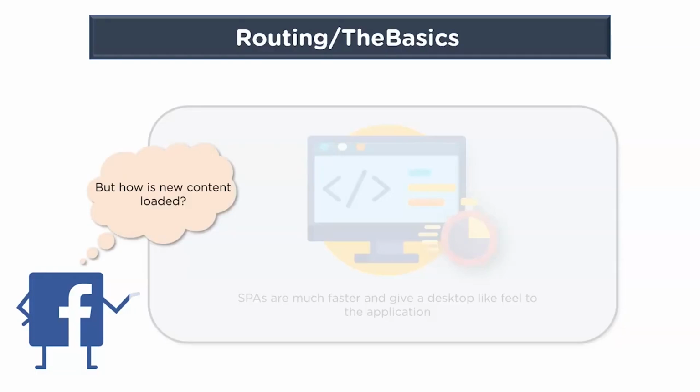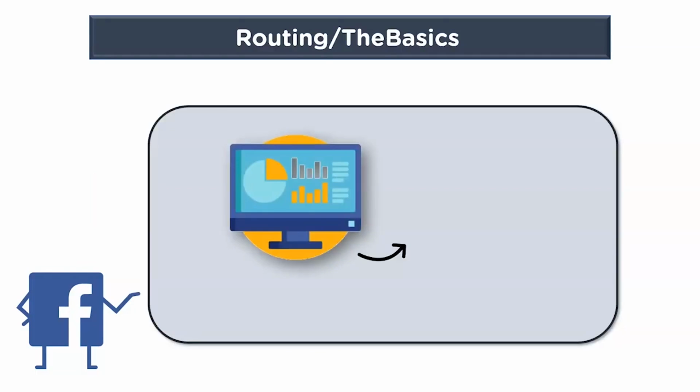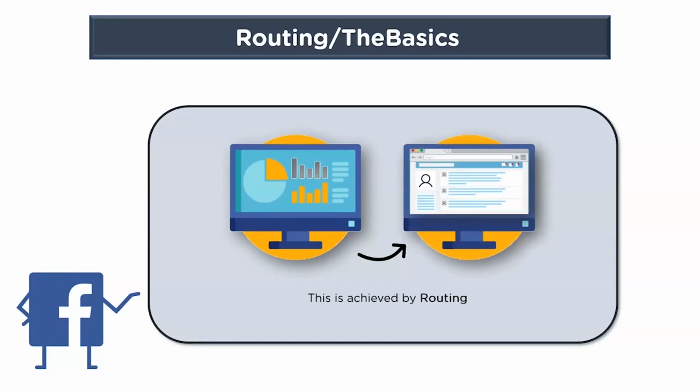But how is this new content loaded? Enter routing. Now, routing is the mechanism that, as discussed earlier, is used to navigate through the application and load new content. Routing helps Angular configure the route and the component that needs to be displayed.